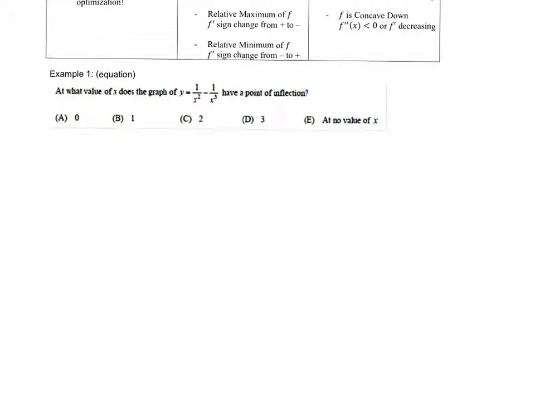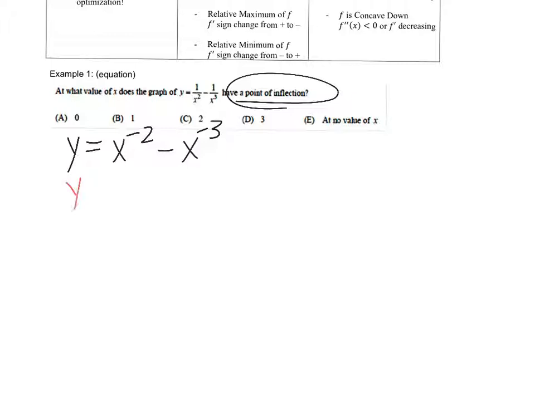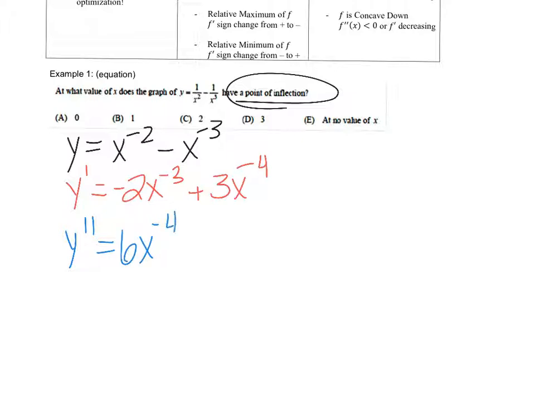So when you see the word point of inflection, you should immediately think, oh, that's my second derivative. So immediately I'm going to change this to y equals x to the negative 2 minus x to the negative 3 so that I can take this derivative a little faster. So y prime is going to be negative 2x to the negative 3, and then negative times a negative is a positive 3x to the negative 4, and y double prime is 6x to the negative fourth minus 12x to the negative fifth.